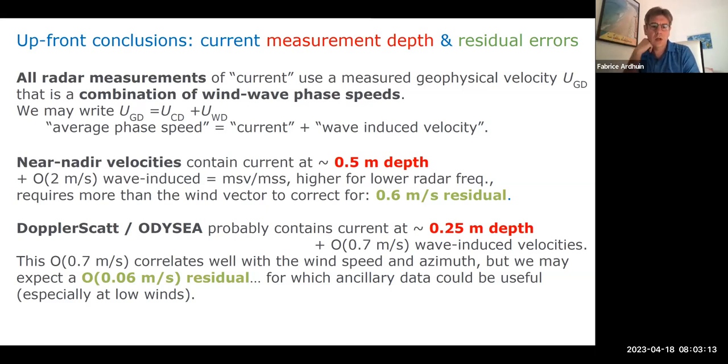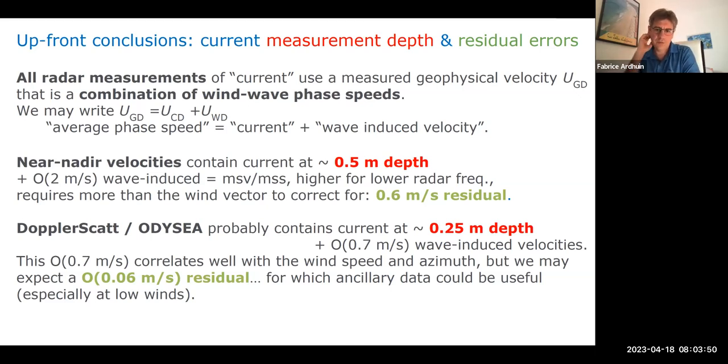At near-nadir angles, we find that velocities contain a current which is roughly measured at half meter depth, or averaged over 1 meter. The wave contribution is about 2 meters per second, so it's pretty large, much larger than the current in general. You can write it as a ratio of a mean square velocity and the mean square slope, and that changes as a function of radar frequency. If you want to correlate that with the wind only, you still have a pretty big residual, about 0.6 meter per second.